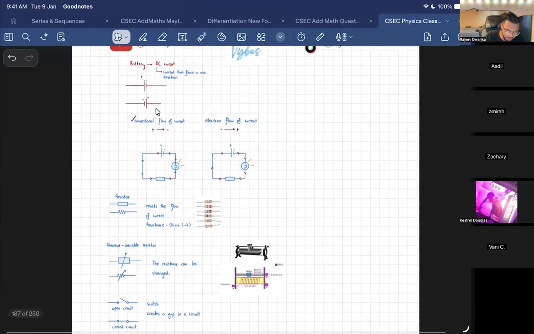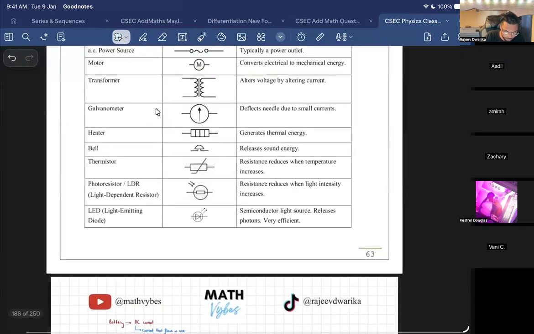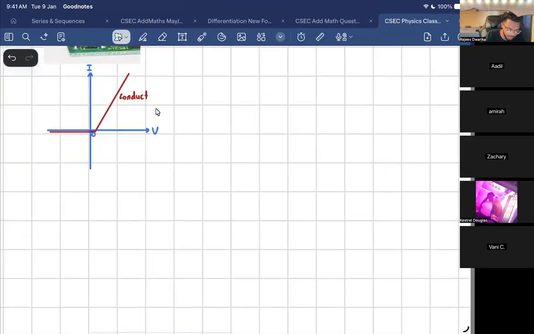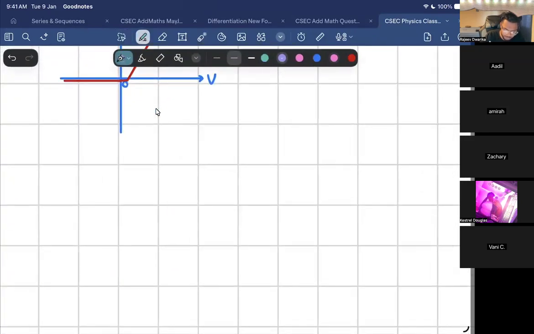What other essential ones do you need to know? Well, you need to know an ammeter, but while we're on the topic of diodes, I will look at the light emitting diode one time, shall we? LED. Could anybody tell me what LED stands for? Light emitting diode. Alright, yeah, this is a light emitting diode.